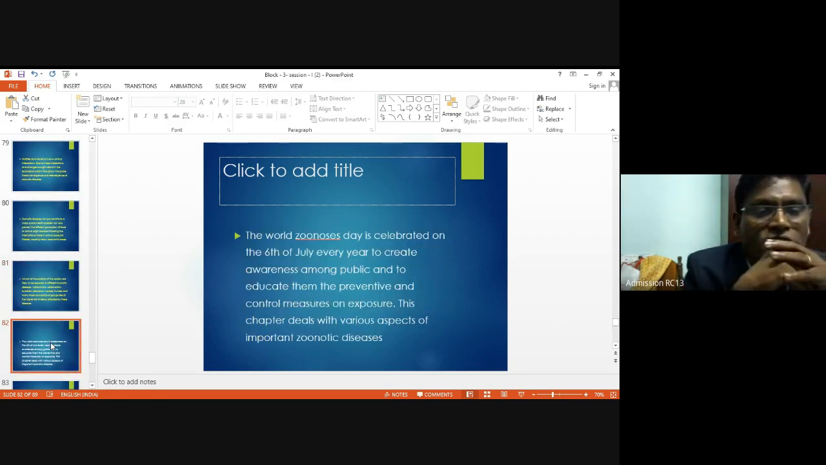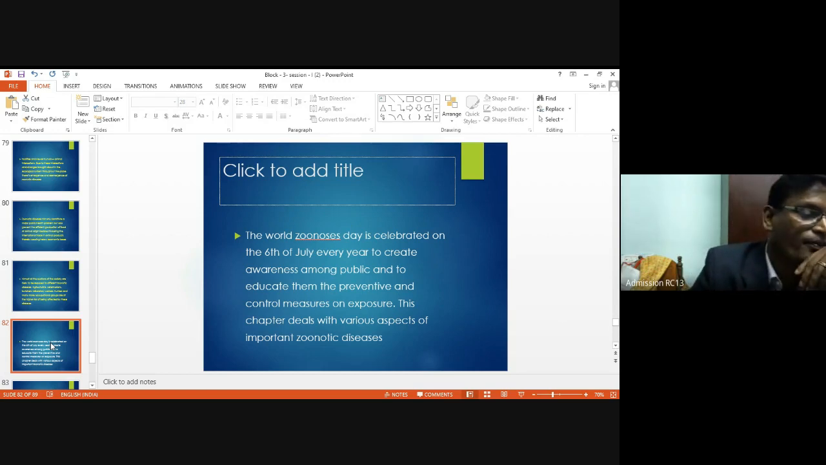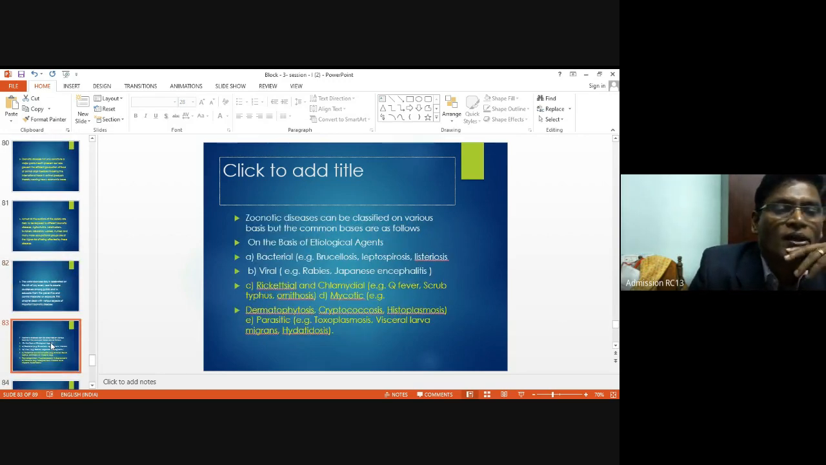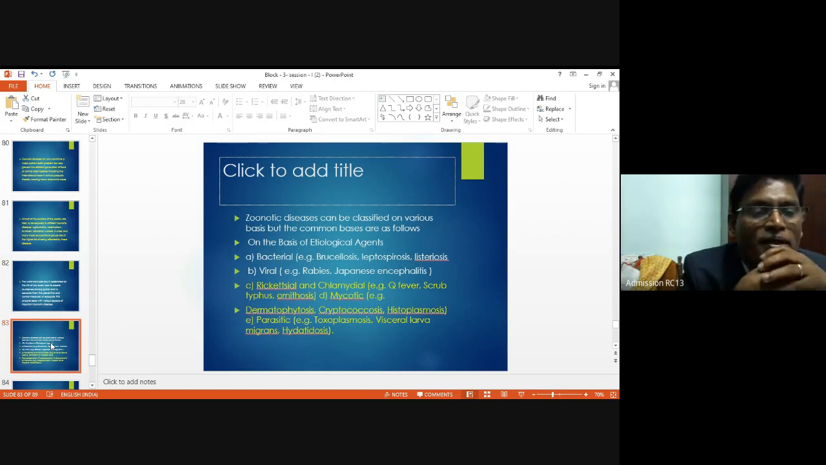World Zoonoses Day is celebrated on the 6th of July every year to create awareness among the public and to educate them about preventive and control measures of exposure. This will deal with various aspects of important zoonotic diseases. Zoonotic diseases can be classified into various types, but the common basis is as follows: on the basis of etiological agents, bacterial and viral, for example rabies and Japanese encephalitis, all of which are related to animal sources.